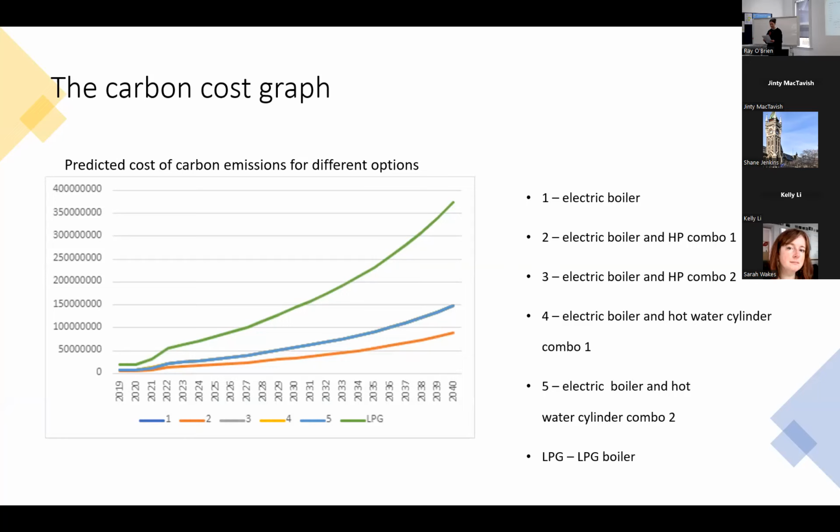This graph shows us what the predicted cost of carbon will be going up until 2040, so that the emissions can be offset. We can see that the LPG is on top with the green line being the most expensive, then the blue line, which represents electric boiler, heat pump and electric boiler combo 2, and hot water cylinder and electric boiler combo 1 and 2. Then the orange line, which represents the heat pump and electric boiler combo 1.